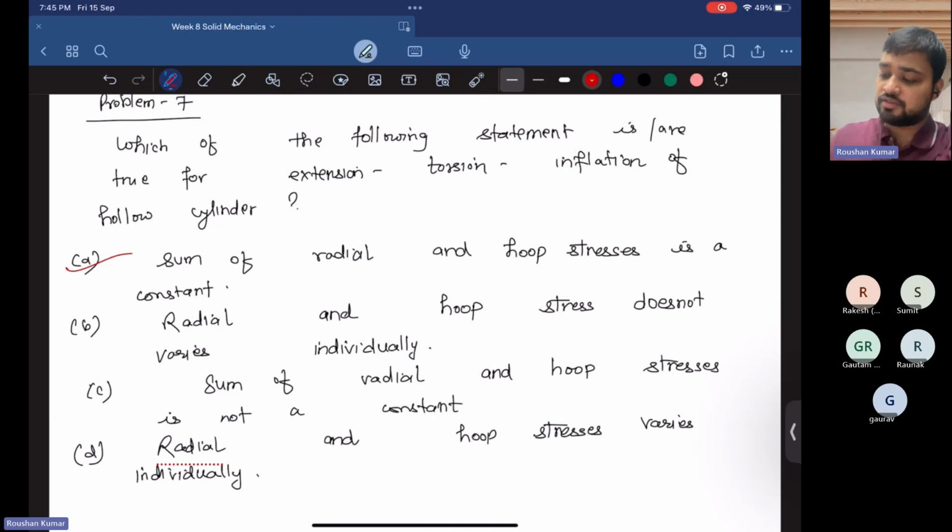The radial and hoop stress does not vary individually. So it varies individually, but the summation is constant. Suppose there is an increase of radial stress, that means there is a decrease of hoop stress, so that the sum is always a constant value. So this is an incorrect option, because individually it can vary, but their summation is always a constant. The next option, sum of radial and hoop stress is not a constant, is also incorrect.